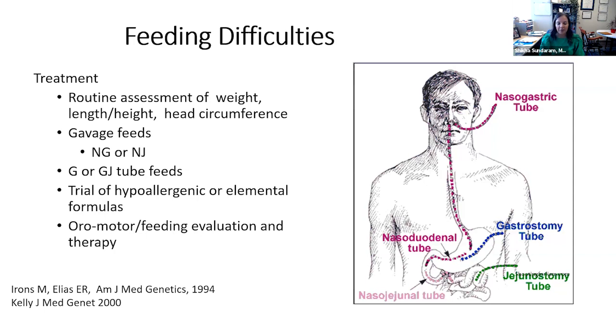And then this came up in the Q&A. Another thing that's really important for patients who are having feeding difficulties is a very thorough oromotor or feeding evaluation that can then inform what the problems might be and therefore what the right therapies might be, beyond getting calories in by tube.